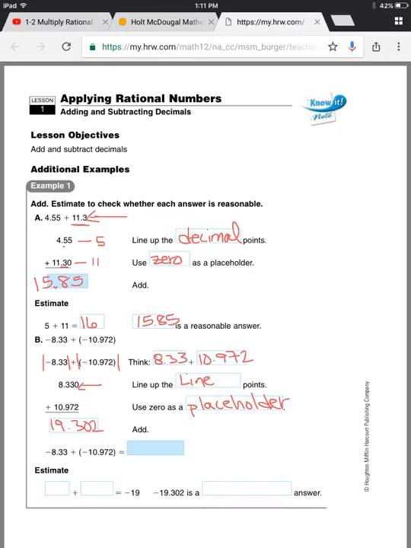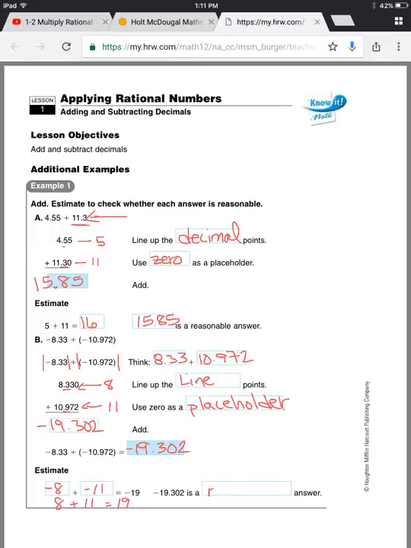19.302. Okay, and because both of these numbers are negative to begin with, we know that our answer is going to be a negative. Because when they're the same sign, we keep the sign. Now we're going to look at these and estimate. 8.3, that 3 is going to leave that as an 8. 10.9, that 9 is going to bring that 10 up to an 11. So we're going to estimate negative 8 plus negative 11, and that equals negative 19, because 9 plus 11, if we were to take the absolute values, is 19. They're both negative, so it's negative 19.